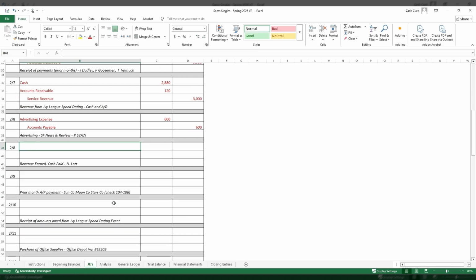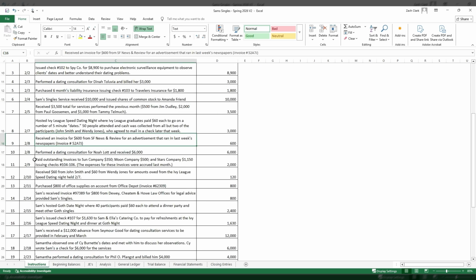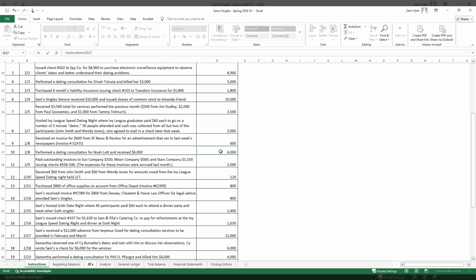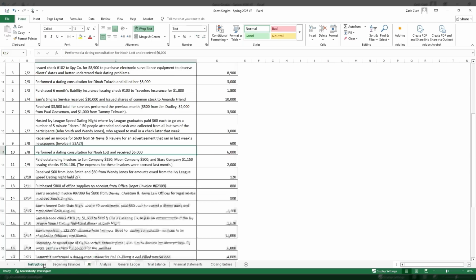Okay, making progress here. All right, here we go. Let's look at the next transaction that happened on 2/8, transaction number 10. So here we performed a dating consultation for the customer and received $6,000. So received, indicating paid in cash. Just link this over. And we're going to say service revenue. And there we go. Pretty straightforward.